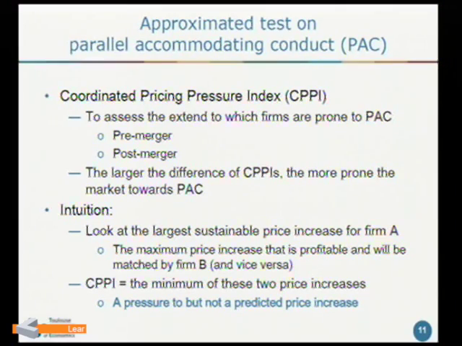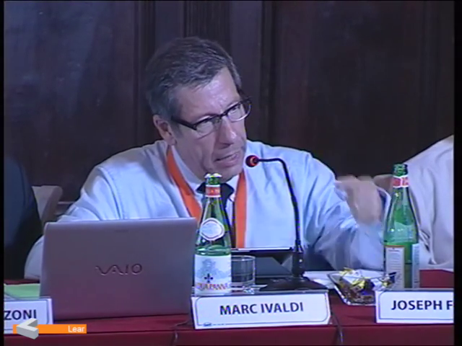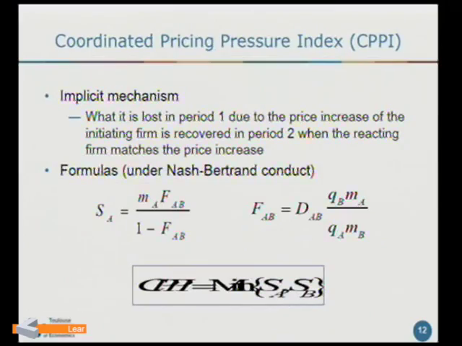So the intuition is very simple. The idea is to look at the largest price increase that firm A can implement, and that will be matched by firm B, and the CPPI, the Coordinated Pricing Pressure Index, is the minimum of these two price increases. There is a problem of computing the price increase. So there is the price increase of firm A that firm A will implement. That's the formula. MA is the margin, and FA is linked to the diversion ratio.